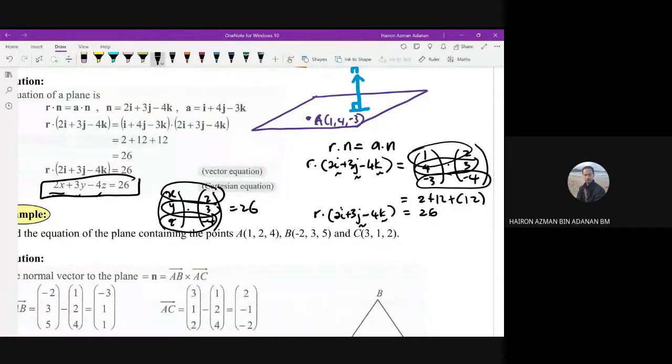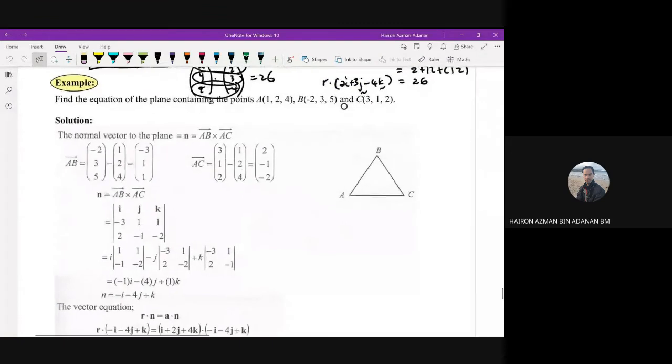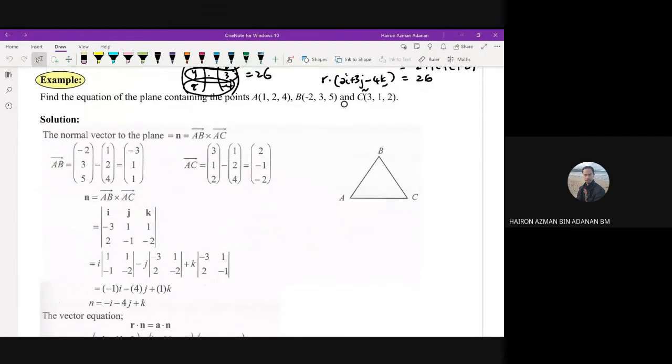Okay, any question before I proceed to the next example? I think it is clear. A is a point on the plane, and then you have to find the vector normal. What is the vector normal? It is the vector that is perpendicular to the plane. Any question before I proceed to the next example? Okay, so no question. Alright, so you go to the next example.